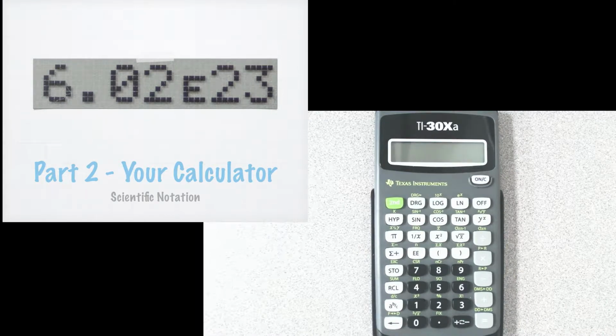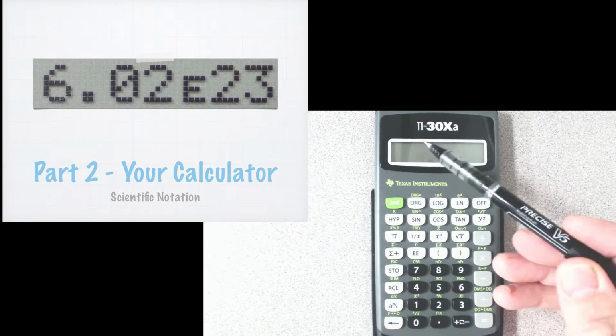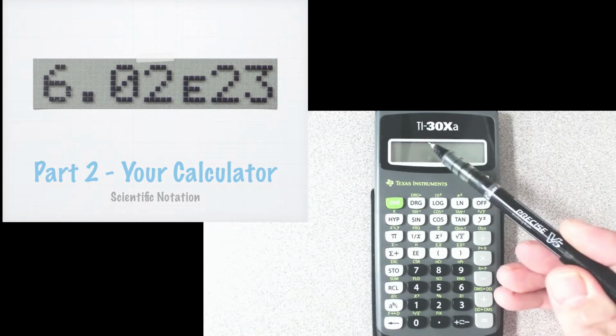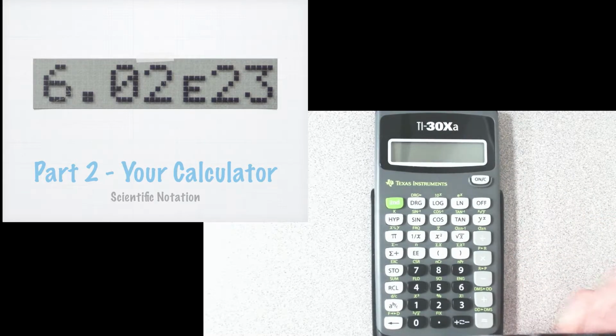Welcome to the second part of scientific notation, where we wanted to cover how to use scientific notation and your calculator. So right now I have a calculator, a great scientific calculator, simple, does everything we need, the TI-30XA. This calculator does scientific notation really nicely. It's all you need and it's relatively cheap. You can get it at most stores.